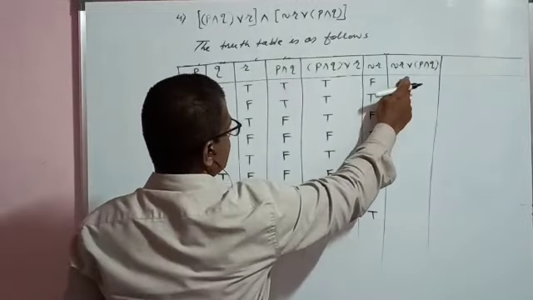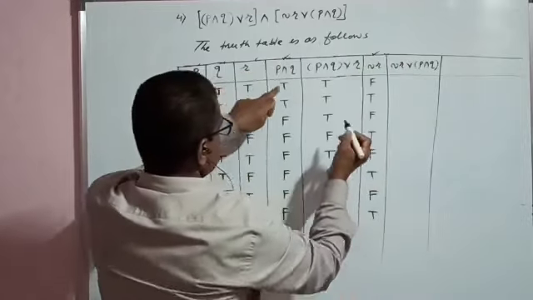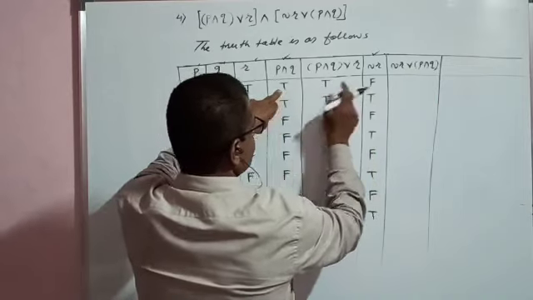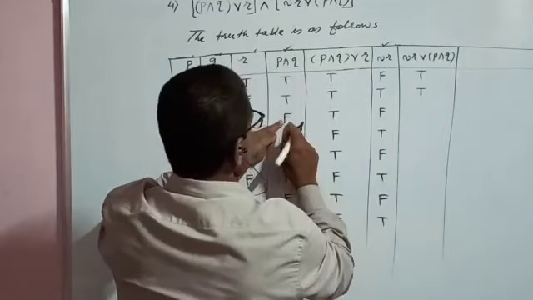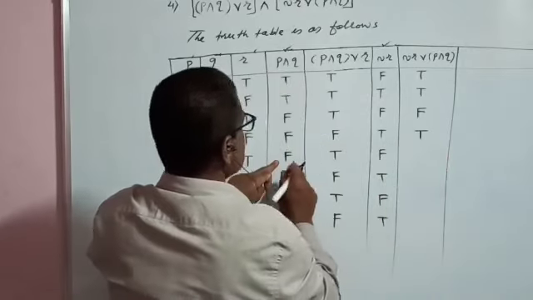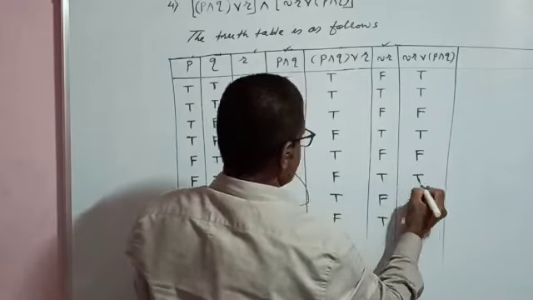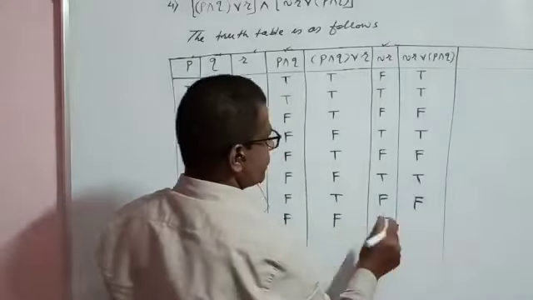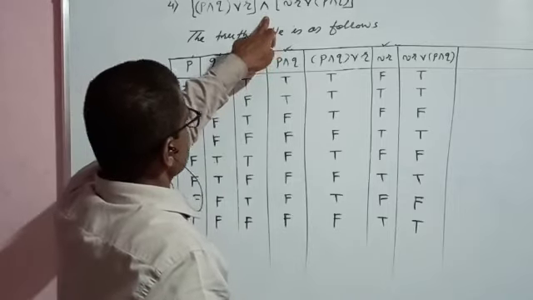So the disjunction between P conjunction Q and negation of R. The disjunction is true if any one of the 2 statements is true or both are true. Say T disjunction F is T, T T is T, F F is F, F T it is T, F F it is F, F T it is T, F F it is F, and F T it is a T.